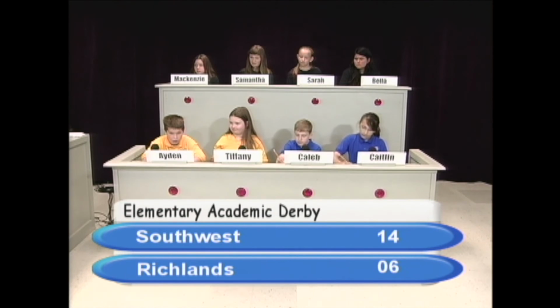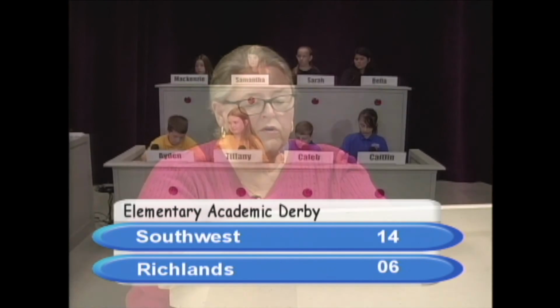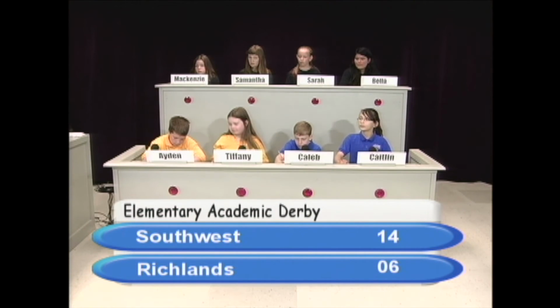Richlands Geography. If you visited cities named Wichita, Topeka, Salinas, and Dodge City, what state would you be in? Southwest? You would be where Dorothy was, Kansas. Southwest map reading. What is the small drawing on a map which is used to show direction? Richlands? Caitlin? Compass rose. Compass rose is right.